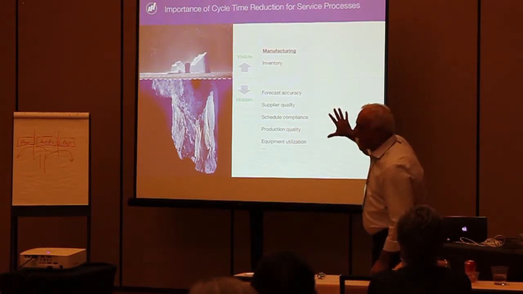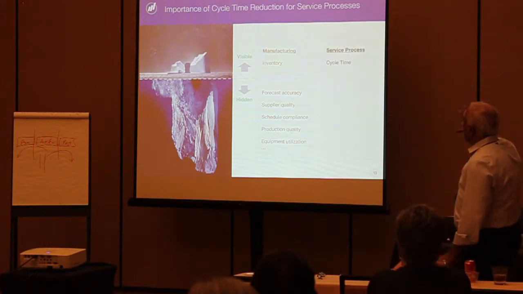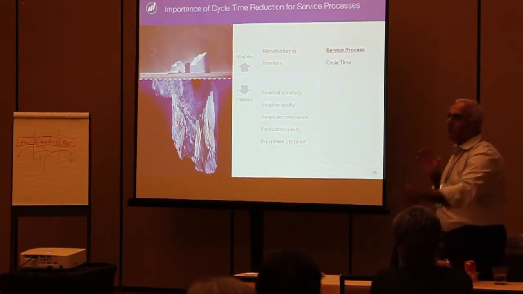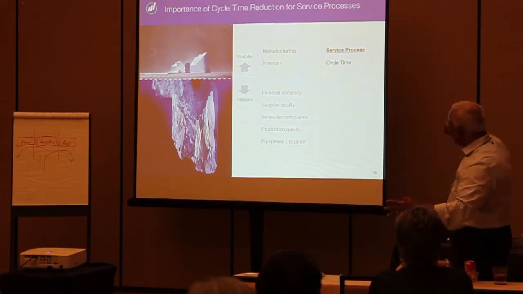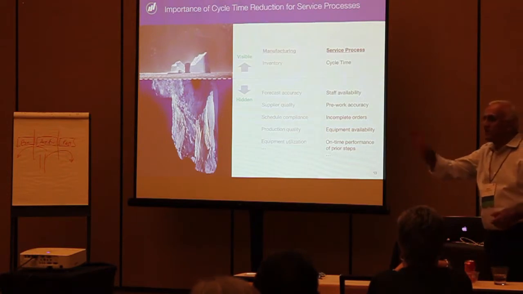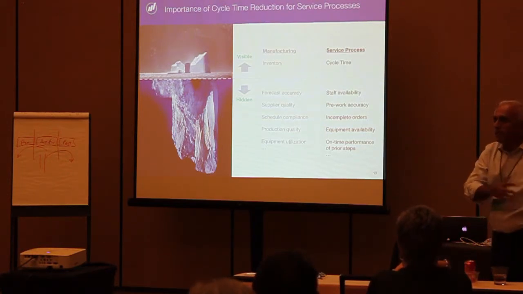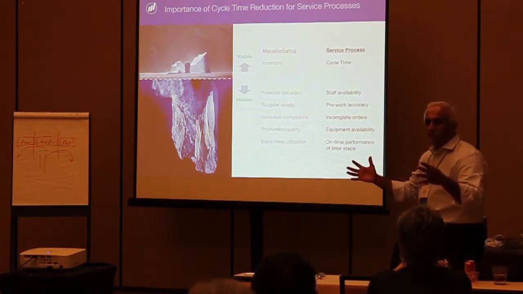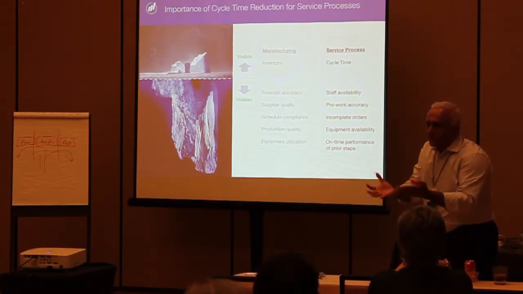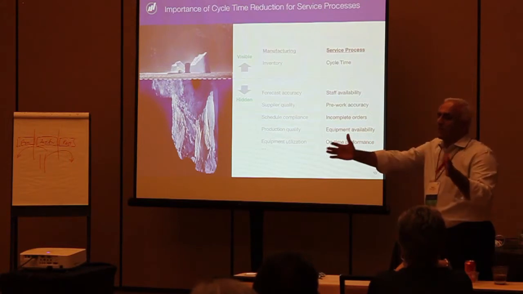That's the manufacturing world. Go to a service world, and you go cycle down. The bank example I told you was hiding all the shoddy things underneath it. Underneath this, if you go, staff availability, pre-work accuracy, incomplete orders, equipment, on-time performance, all of those are potentially broken, right? But because they all are errors under the water surface, the thing that shows up is end-to-end cycle.